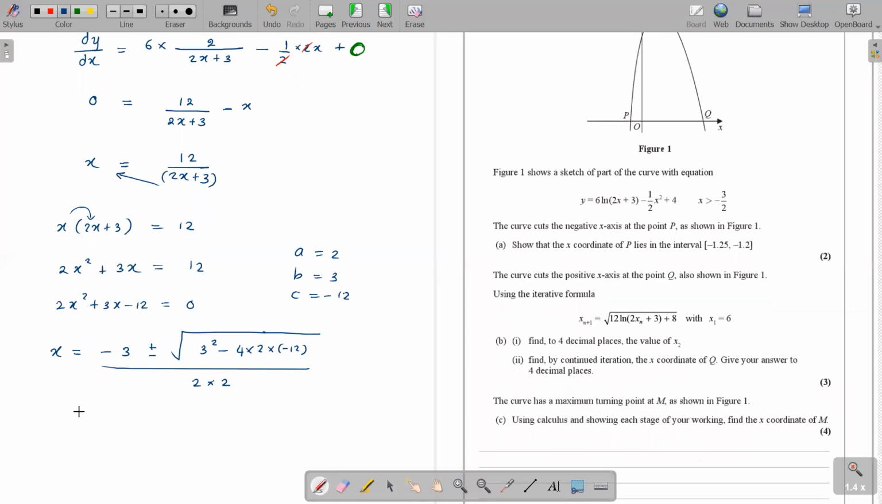So type this in the calc. Can I know the two x values? Exact answer. First, can I have the exact answer? Minus 3 plus root 105 over 4, or x equals minus 3 minus root 105 over 4. So they have told us here very clearly x is supposed to be greater than minus 3 over 2, right? Minus 1.5. This is, I think, more than that, is it?